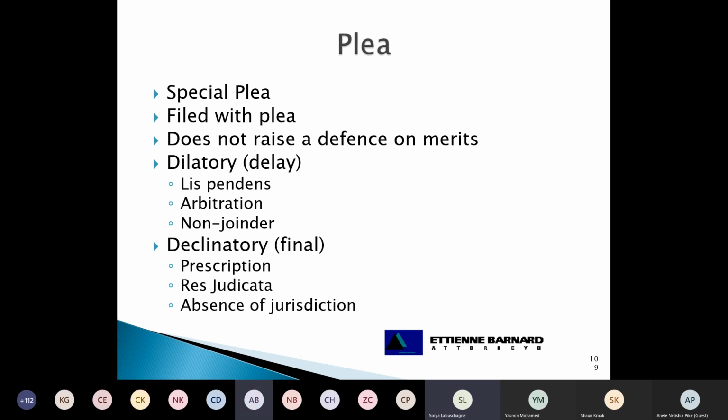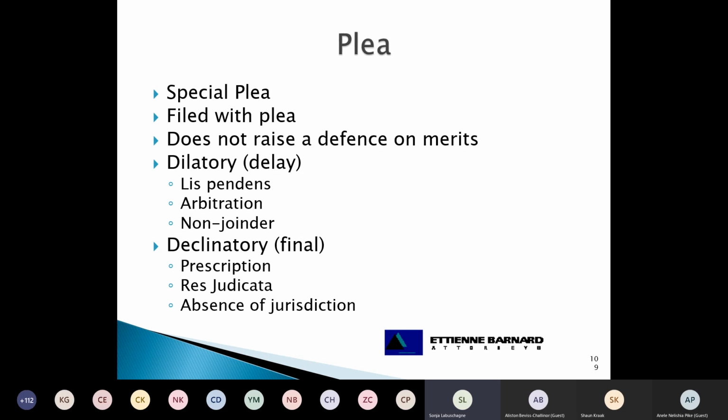It's already subject to another court case that's pending. Yes, there's another court case between the same parties and the same facts that is pending before court. So obviously then you have to stop this matter, and the other matter first needs to be dealt with.